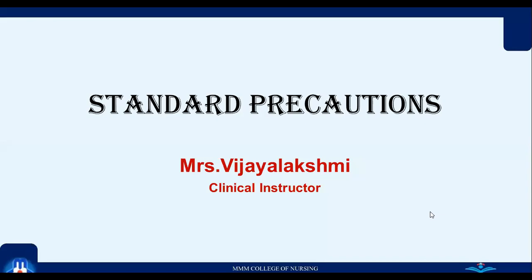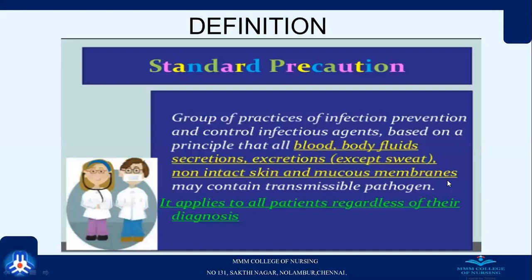In today's presentation, we are going to see standard precautions. Standard precautions are meant to reduce the risk of transmission of bloodborne and unrecognized sources. They are the basic level of infection control precautions which are to be used as a minimum, especially when we are taking care of the patient. Let us move on to the definition.